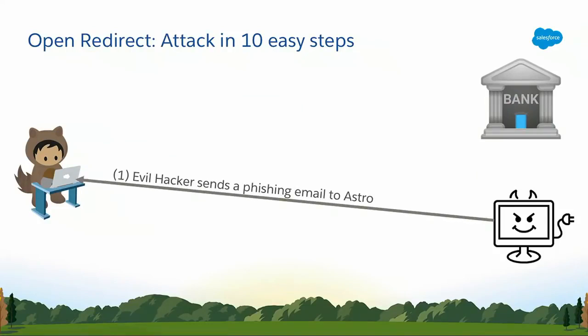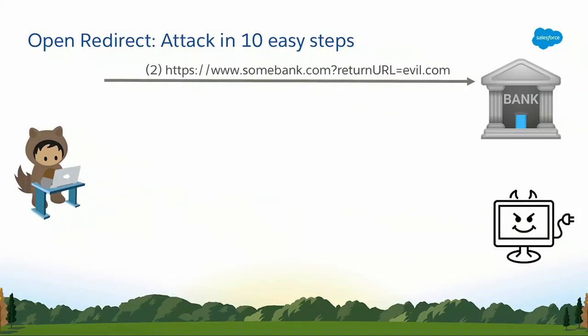I'm going to send him a phishing email, and it's going to say, hey, you better log into your bank because your balance is dropping quickly or something. Cody's like, oh no, I better go to my bank. So off Cody goes to somebank.com, but somebank.com is vulnerable to redirect injection. So here, the link that the evil hacker sent to Cody had a return URL of evil.com. All right? So here we go.